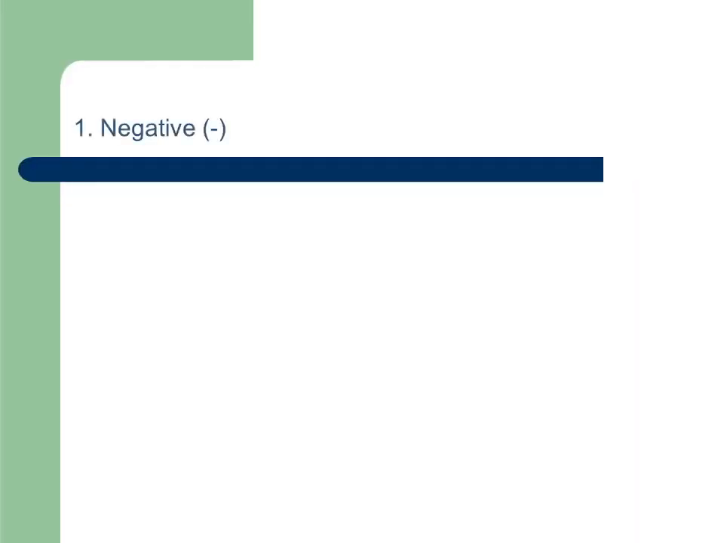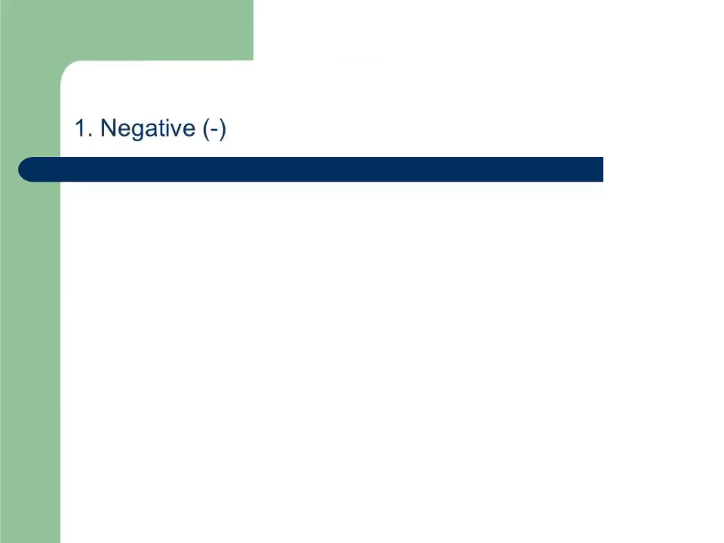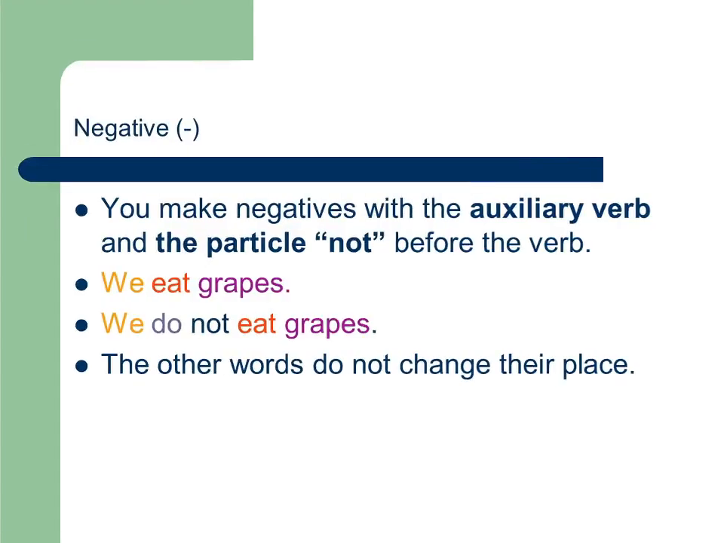Next, negative. So it's very easy. If we want to make a negative sentence, we have to just add the word not in that sentence. Look at it again. We do not eat grapes. Here, after the verb, here the verb is do. After the verb, we are just adding the word not. So it can also happen in some other sentences like this.